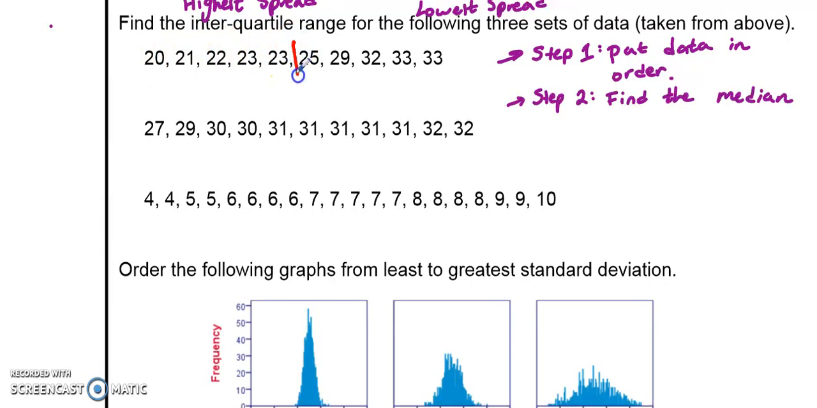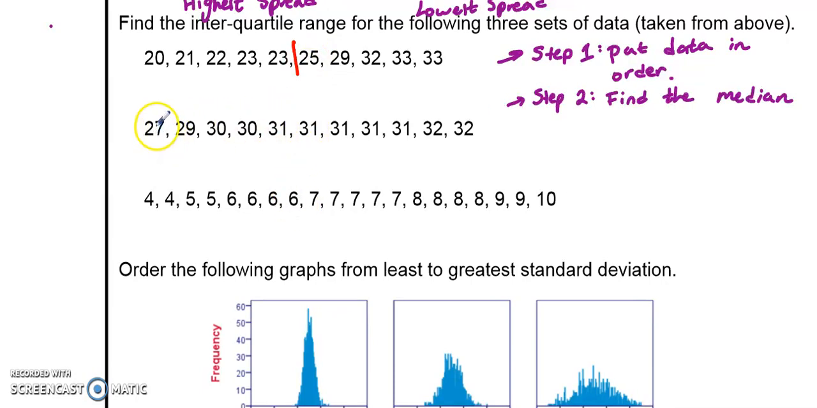So the median should be right here between 23 and 25. And just to double check, 1, 2, 3, 4, 5. Yep, that line is exactly in the middle. If I was finding the median, I'd have to find halfway between 23 and 25, but I'm going to stop there for this one. Let's try and do step 2 with the other 2 examples.